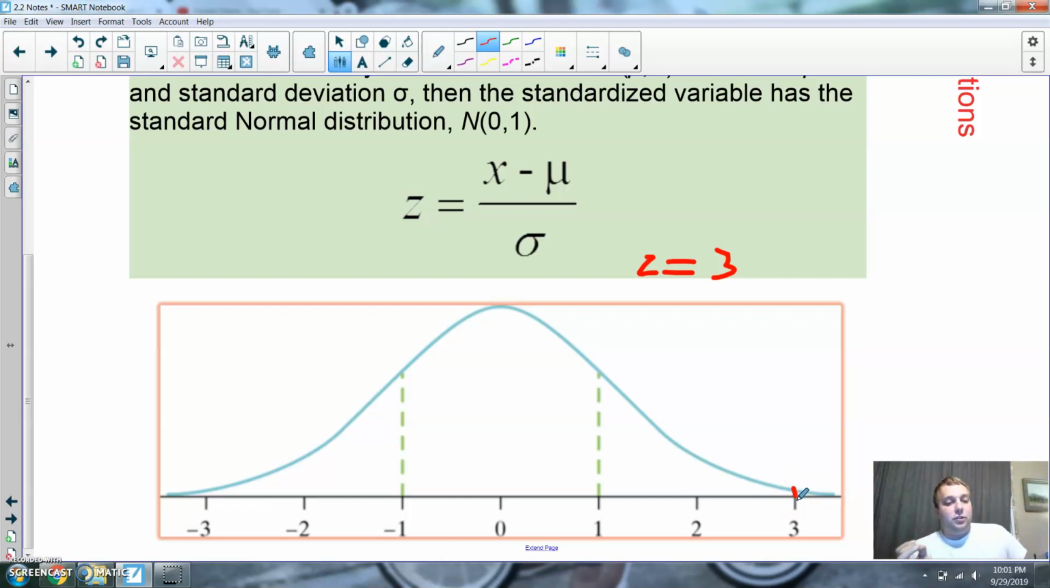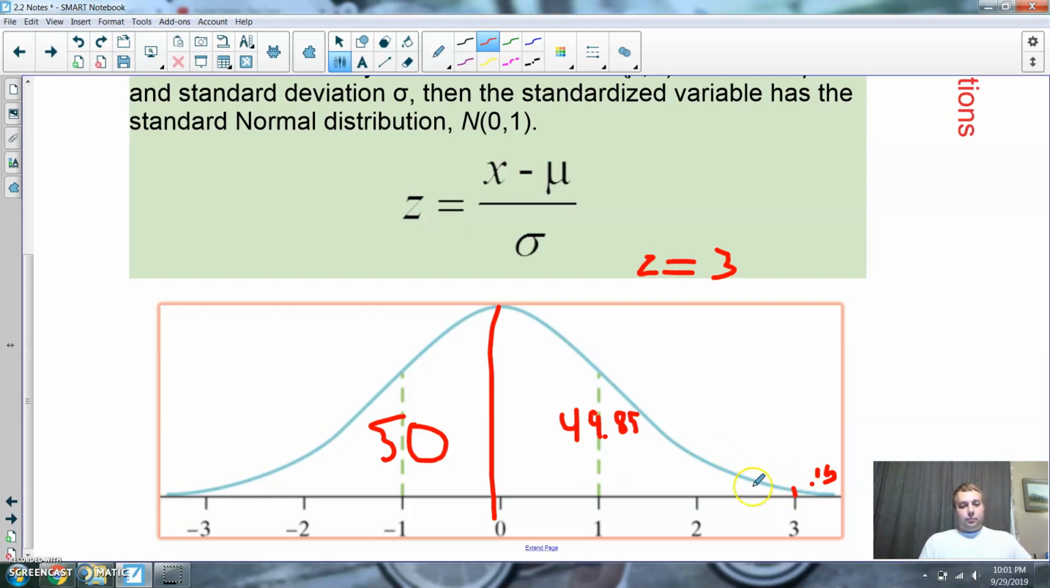I'm 3 deviations above, so what percent is that roughly? Well, I know it's 50% below here. And there's 0.15 higher than 3 over here, so this is like 49.85. So I could roughly figure out my percentile rank, right? I'm doing empirical rule. 50 and 49.85 is how many people I beat, right?